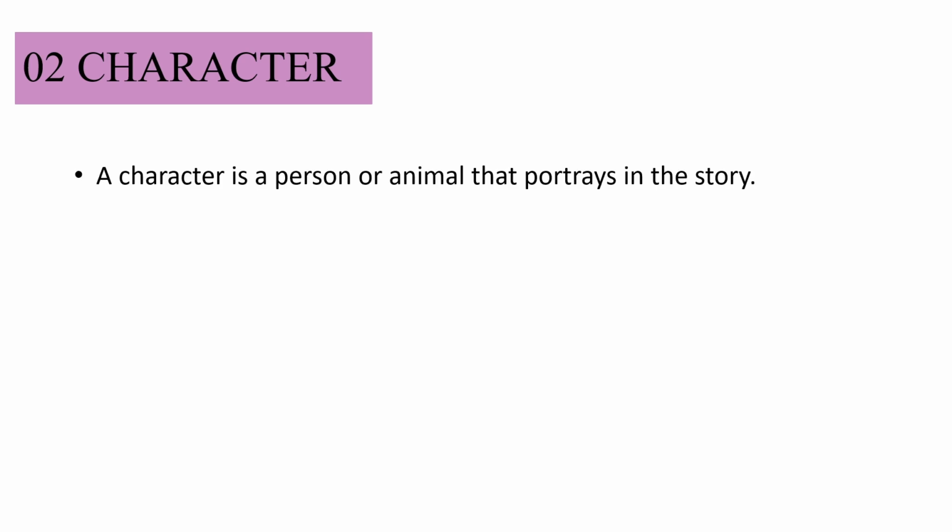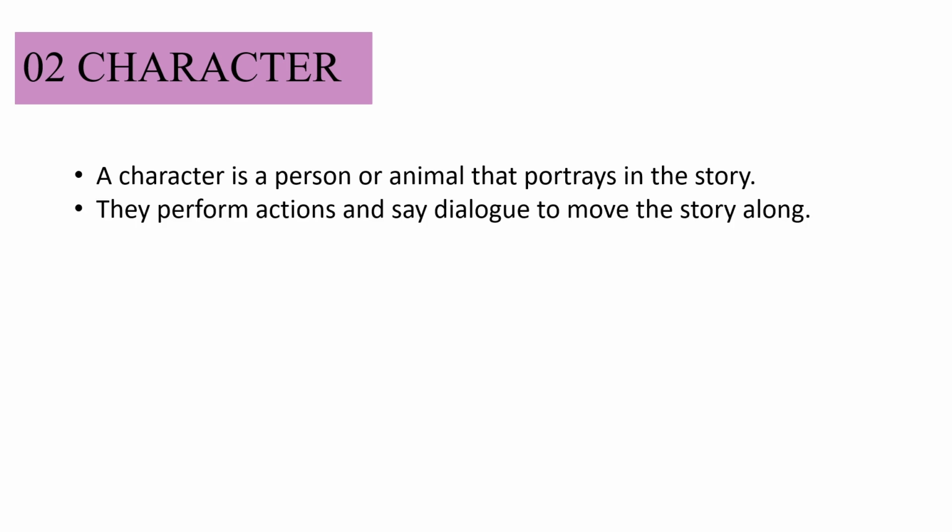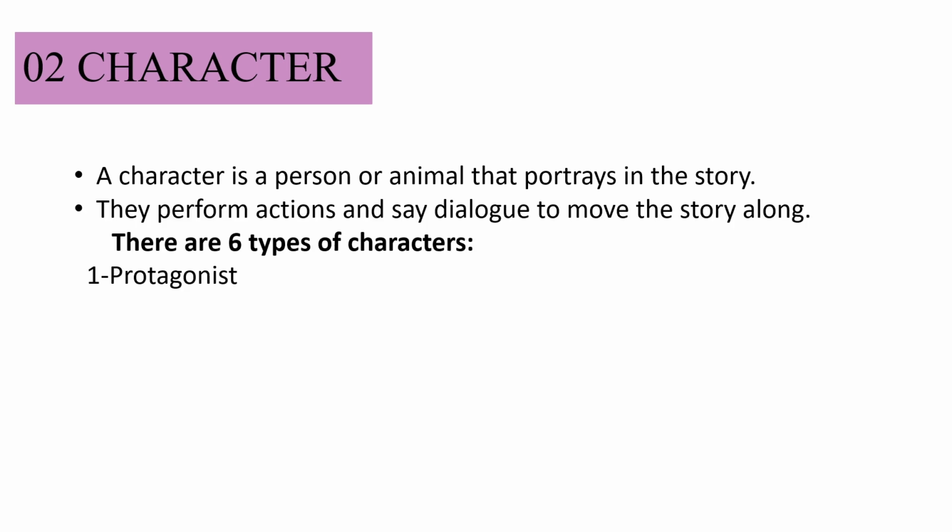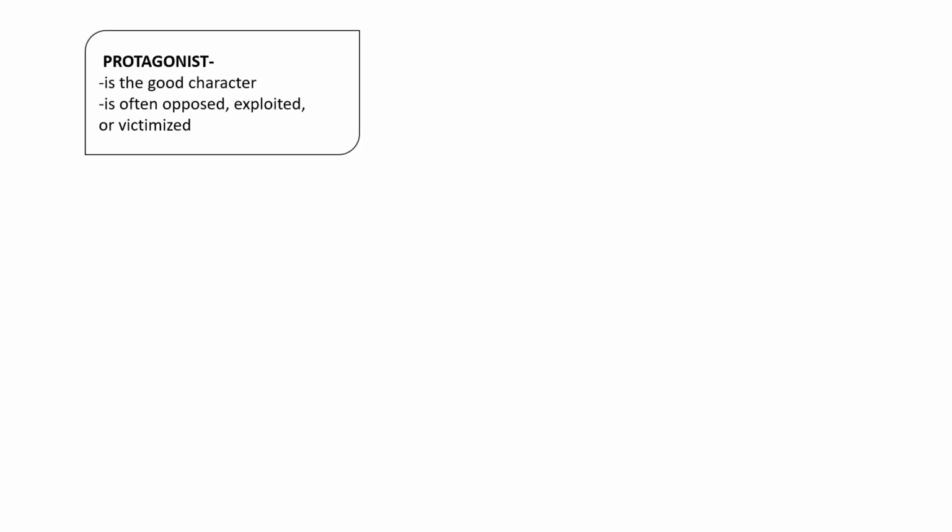Second element is character. So let's understand character. A character is a person or animal that portrays in the story. They perform actions and say dialogue to move the story along. There are 6 types of characters: protagonist, antagonist, static, dynamic, round, and flat. Now we are going to explain all these characters.